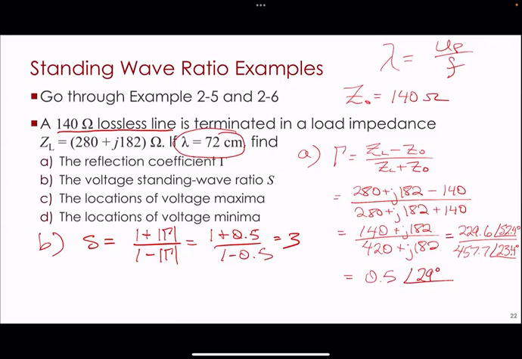So it says it's lossless. A very common thing is to go lossless. That means we know what the speed is, like the speed of light or something like that. But no, just because it's lossless, it still could have a different velocity. So we don't know the velocity. We know it's lossless. It could be air.